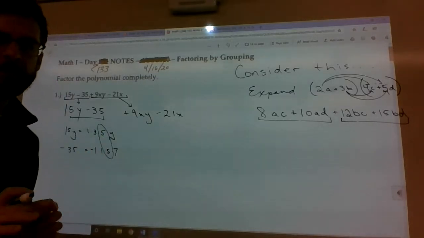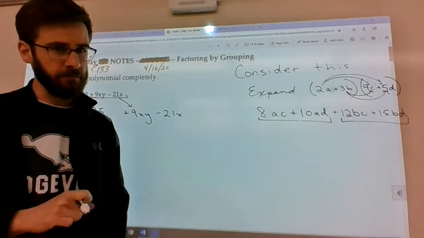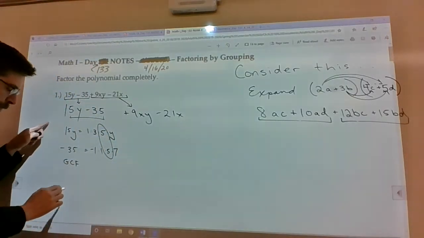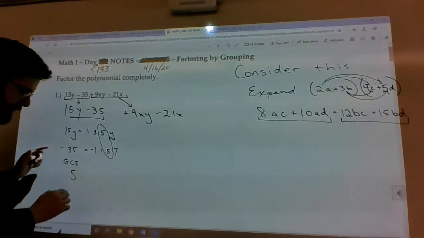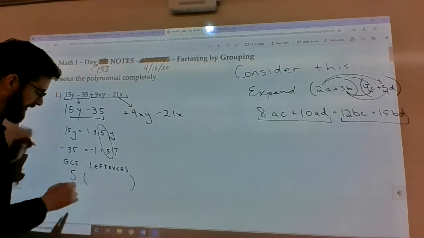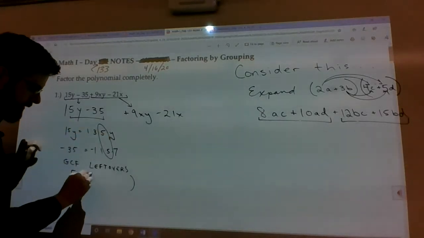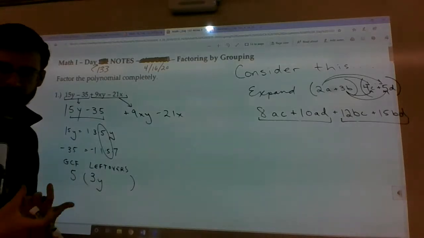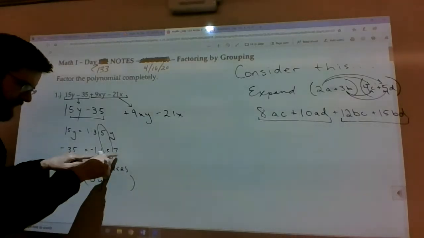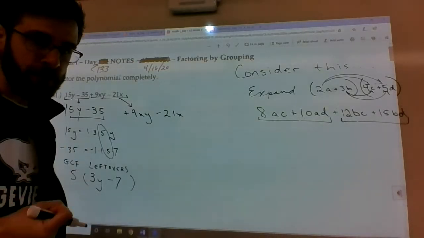They also share a 1, but from here on out, I'm not going to circle the 1s unless that's the only thing they share. So I'm going to leave the 1s alone for now. The GCF for just this group is going to be 5. The leftovers, remember, are, in this case, 2 different terms. So this is 1 times 3 times y, 3y, but then I have to separate it with a plus or a minus because they're 2 separate terms. Don't just lump it all together. It's going to be minus 1 times 1 times 7, that's minus 7. So I've successfully factored the first group.